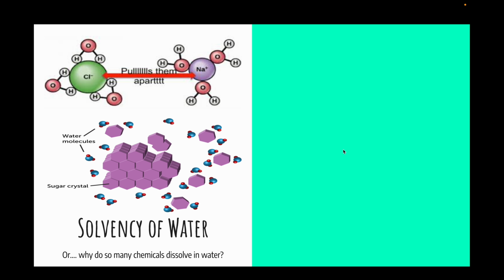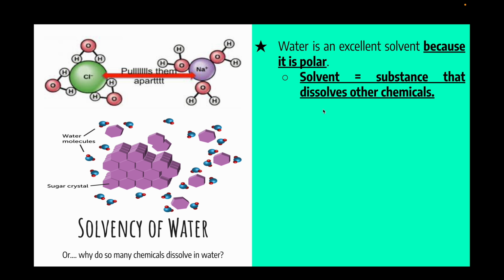Another property of water is that it's a solvent, right? It wouldn't necessarily be called a universal solvent because it's not a solvent to all chemicals, but it's a solvent to most chemicals. So chemicals can dissolve in water, right? That's why it's an excellent solvent, because it's polar. A solvent is a substance that dissolves other chemicals.